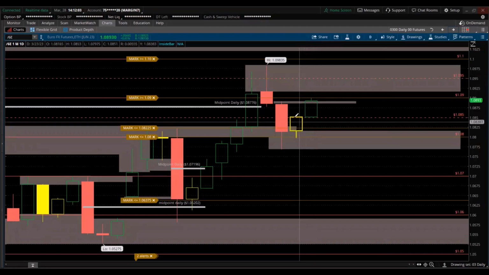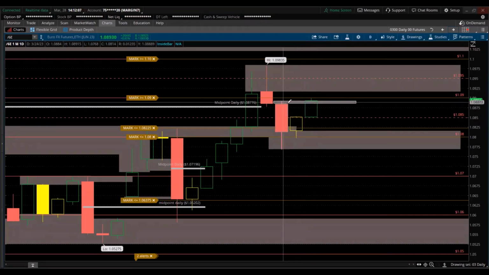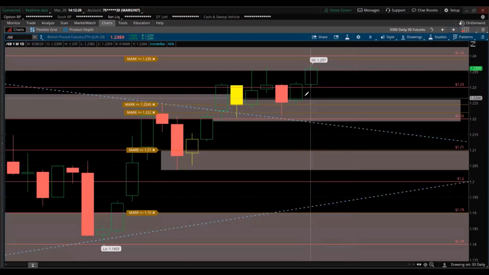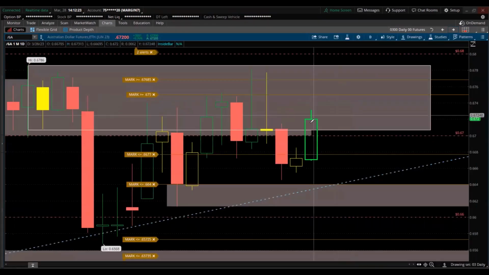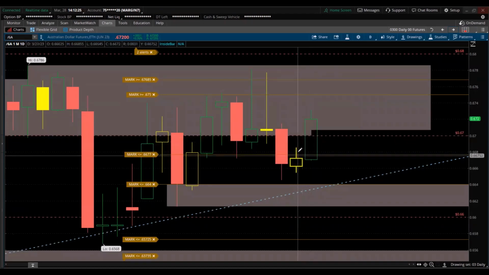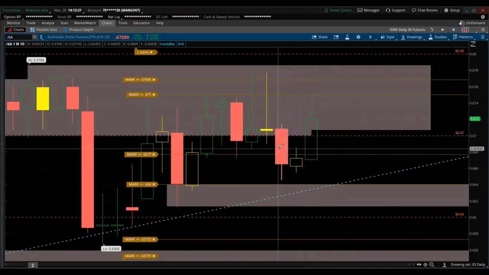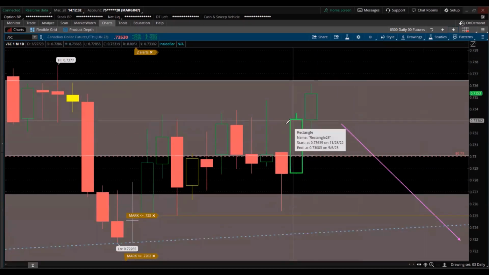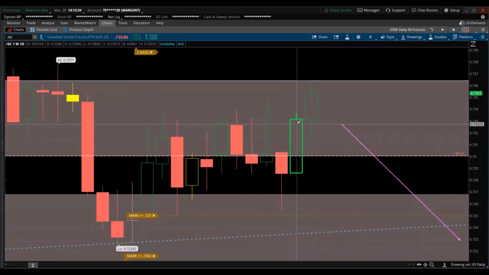The euro broke above that inside candle from yesterday. Broke above that candle there too. So that's a pattern. That's a 3 inside up pattern. This one closed about midpoint, and this took out that high. The British pound above the high of yesterday. Australian dollar above the high of yesterday, and above that, again, that's a 3 inside up candle pattern. And Canadian dollar above the high of yesterday.